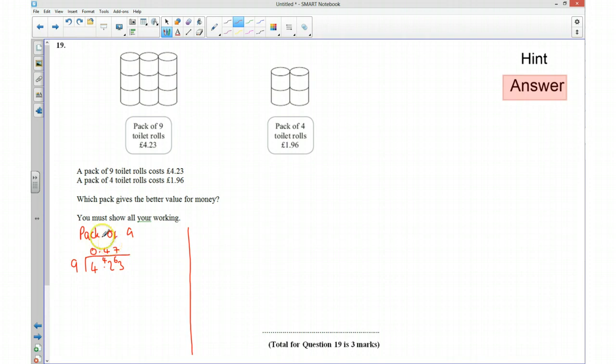Okay, so for the pack of 9, one roll costs 47p.